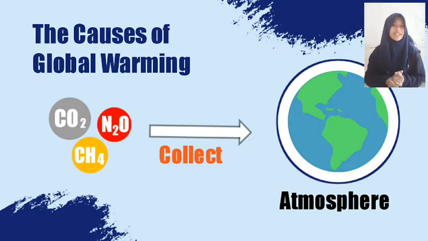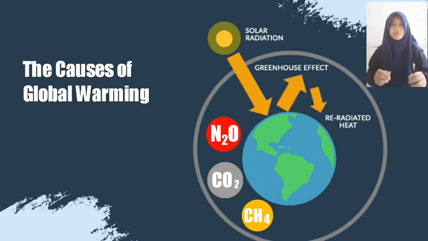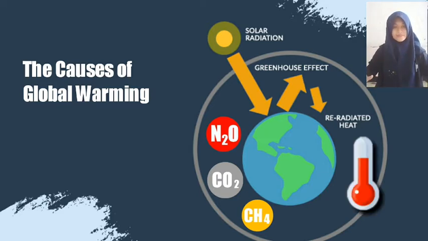So why does global warming happen? Global warming happens when greenhouse gases such as carbon dioxide, nitrogen dioxide, and also methane collect in the atmosphere and then absorb the sunlight and solar radiation that reach the Earth's surface. Normally, this radiation escapes into space, but because of pollution such as carbon dioxide, nitrogen dioxide, and methane, it traps the solar radiation and sunlight and makes our Earth become hotter. This phenomenon is called the greenhouse effect.